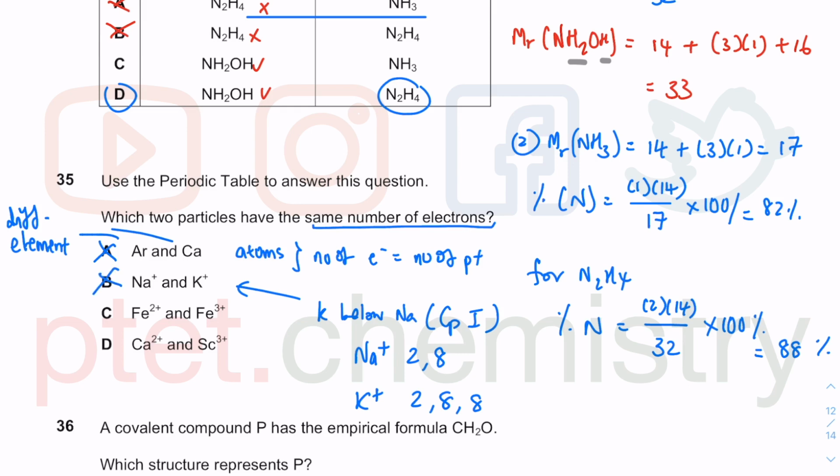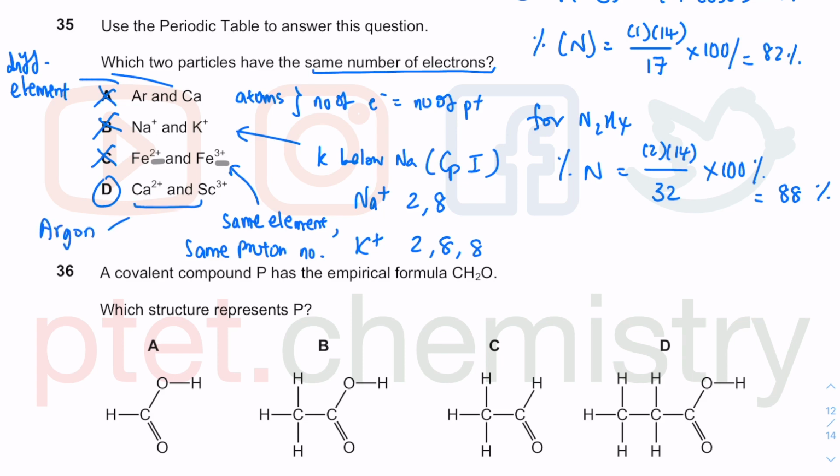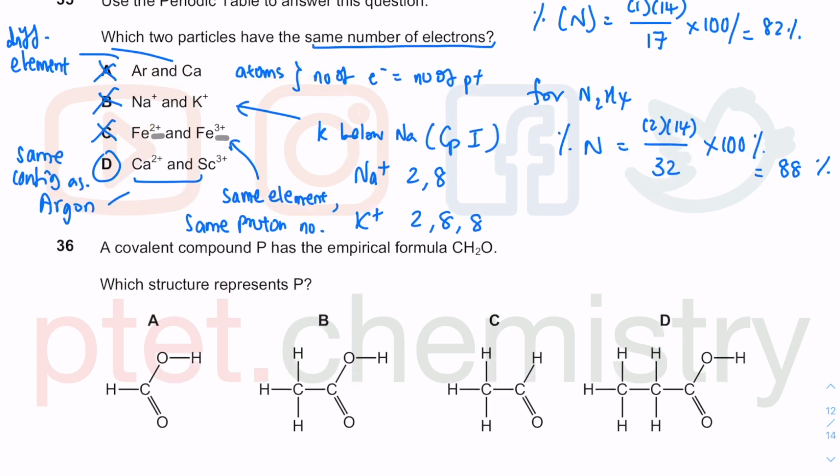Fe2+ and Fe3+, these are the same element. If they are the same element, the proton number is the same. So if the proton number is the same, but you have different charges, you are ions of the same element, therefore your number of electrons cannot be the same, leaving behind D as the only possible answer. Calcium loses the 2 outer shell electrons. Scandium is the next element after calcium, you lose 3 outer shell electrons. Both of these would have the same configuration as argon, and D is the only possible answer.